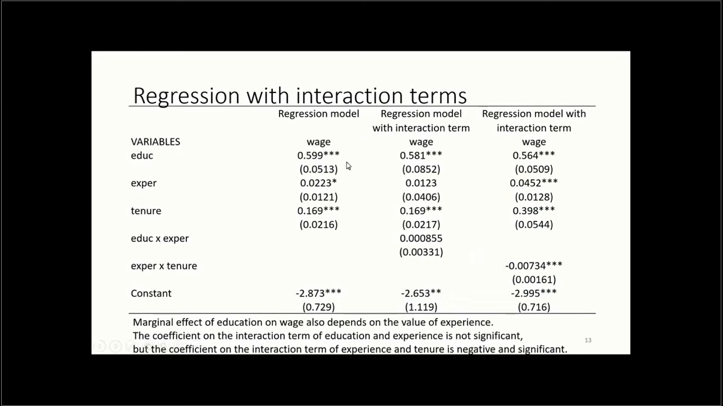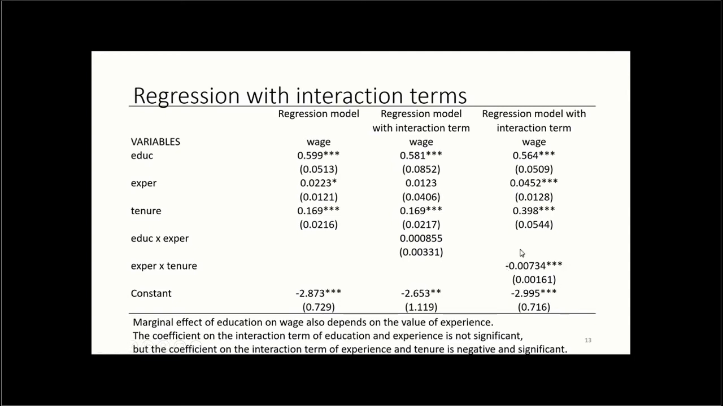Here is the original regression where wage is regressed on education, experience, and tenure. We have that all of these independent variables have a positive and significant effect on wage. Now if we estimate a regression model with the interaction term of education times experience added to the model, we actually see that this coefficient is not significantly different from 0. If we add another term, experience times tenure, that coefficient actually happens to be negative.